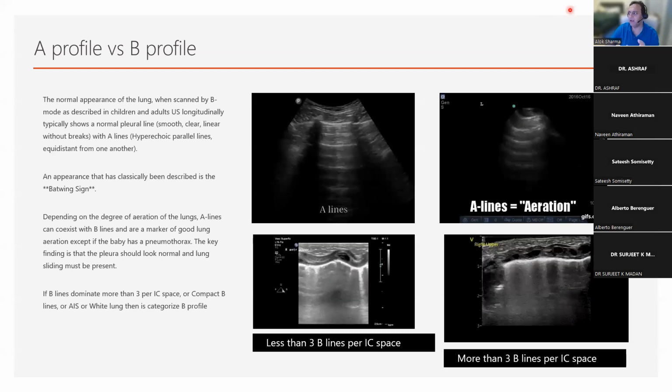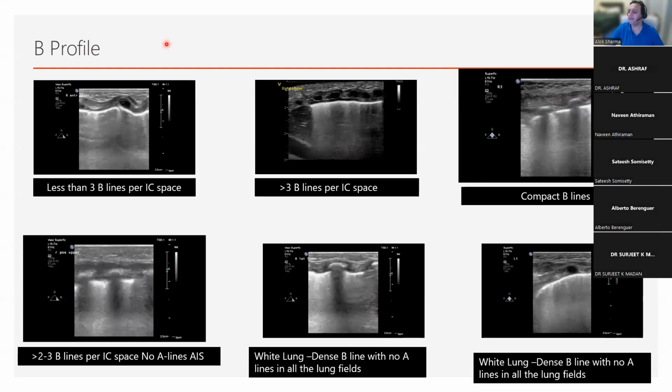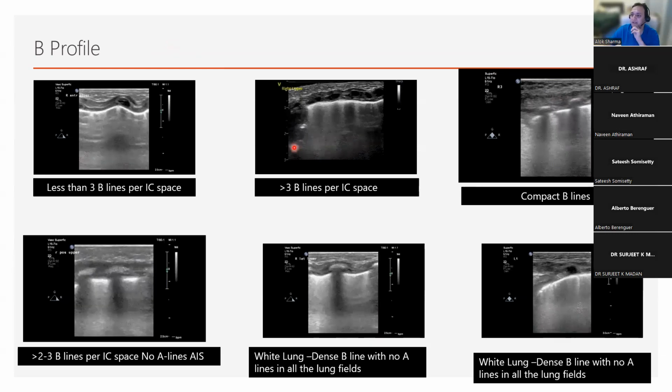That would be normal. And what I don't want is for people to get confused and start thinking that if you have more than three B lines per intercostal space, there's always something wrong with the baby. If it's a baby that's just been born, he is going to transition, and he may have more than 3 B lines per intercostal space. But as that improves, things will naturally get better.